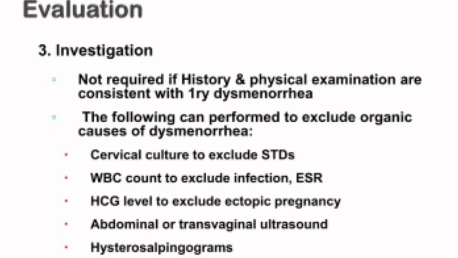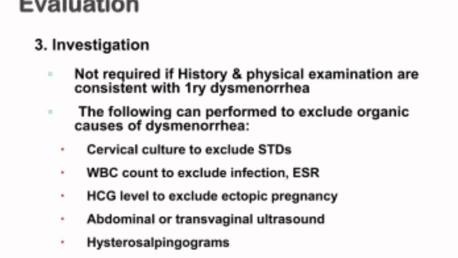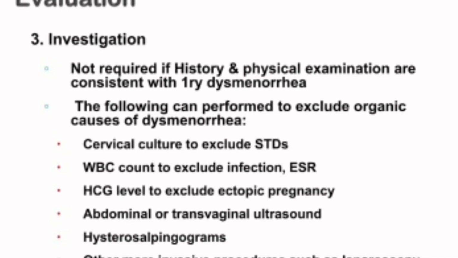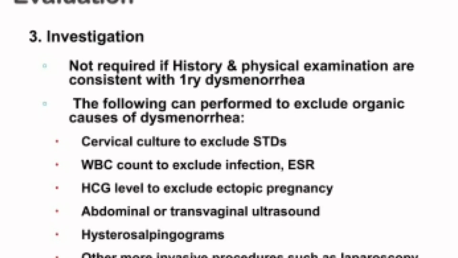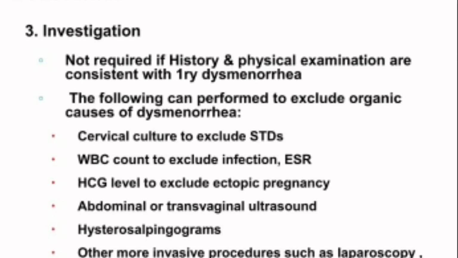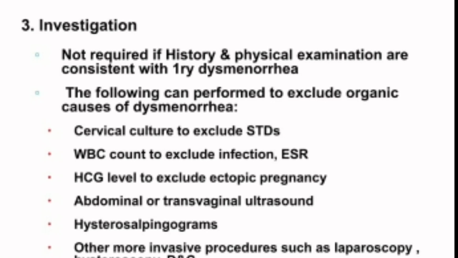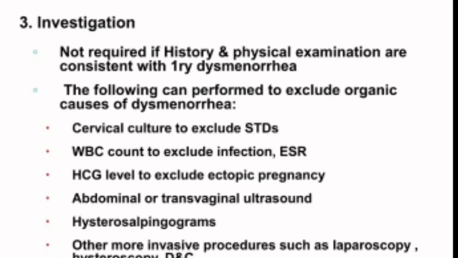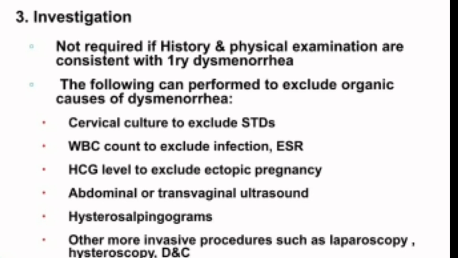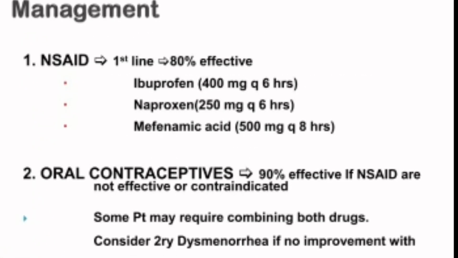Investigations are not required if history or physical examination are consistent with primary dysmenorrhea. The following can be performed to exclude organic causes of dysmenorrhea: cervical culture to exclude STDs, WBC count to exclude infections, ESR, and HCG level to exclude ectopic pregnancy, abdominal or transvaginal ultrasound, hysterosalpingogram, other more invasive procedures such as laparoscopy, hysteroscopy, etc. And D&C is also performed. Management.